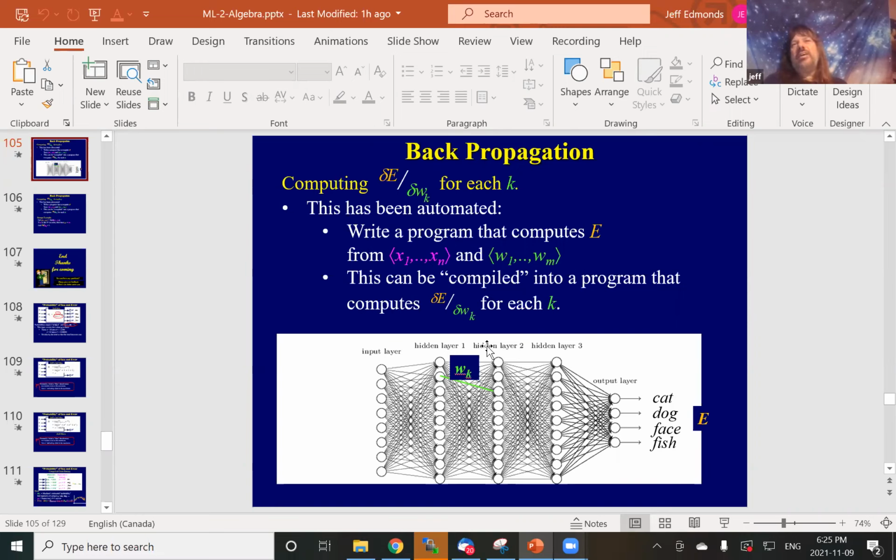The next talk is going to be about why we get the right answers for our training data, and why it should at all do well on data we've never seen before.